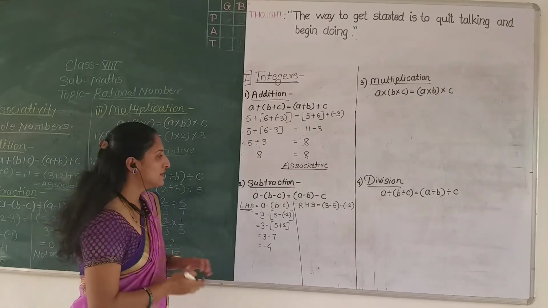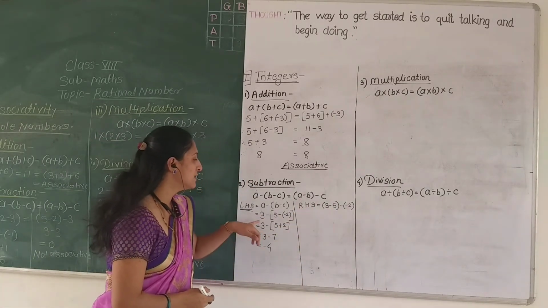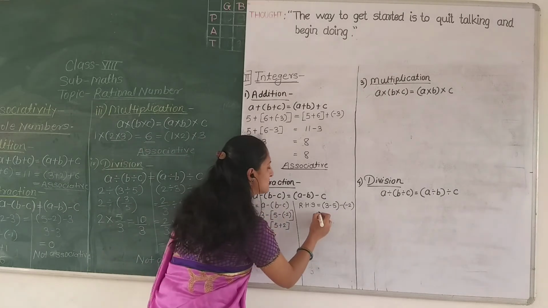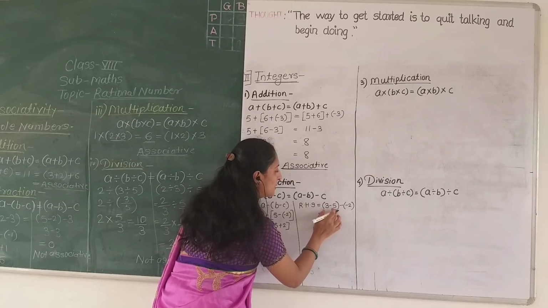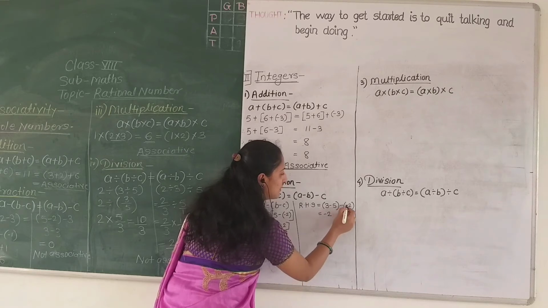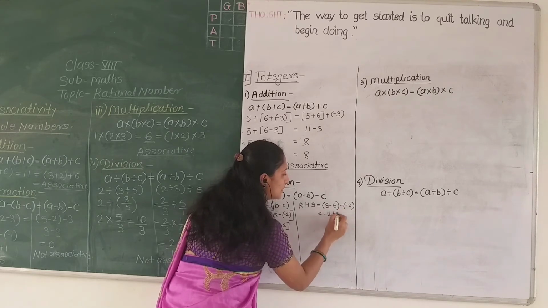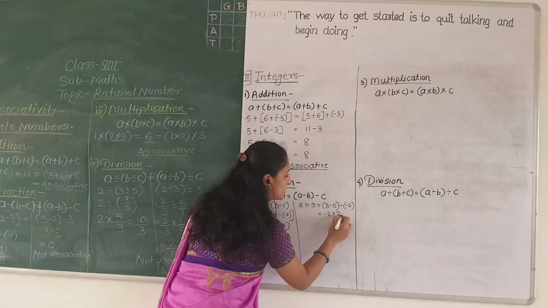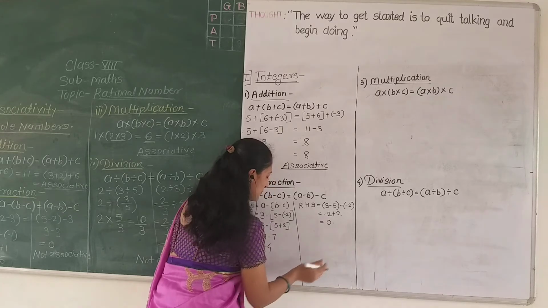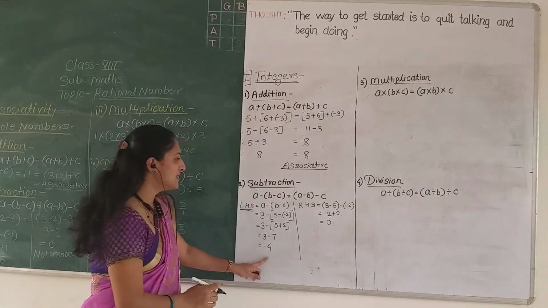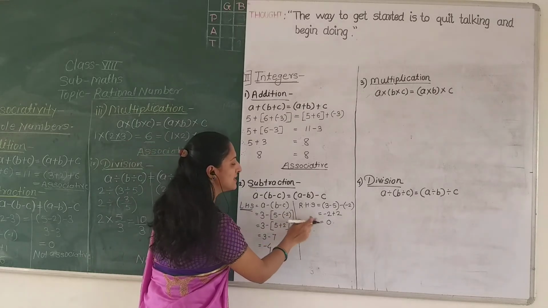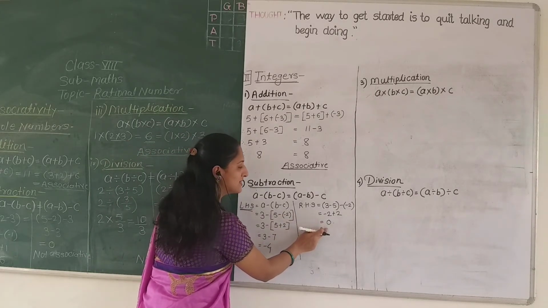Here the numbers A, B and C are the same: 3, 5 and negative 2. Here we first solve the bracket: 3 minus 5 is negative 2. Right? Negative into negative is positive, so negative 2 plus positive 2. The answer is 0. That means in LHS we get negative 4, and in RHS we get the answer 0.